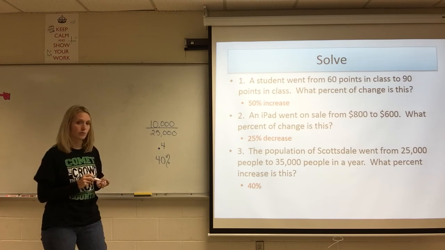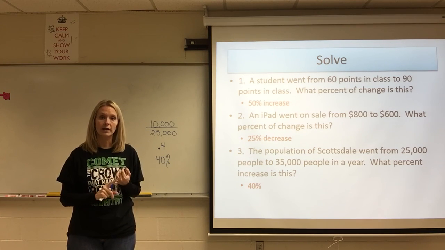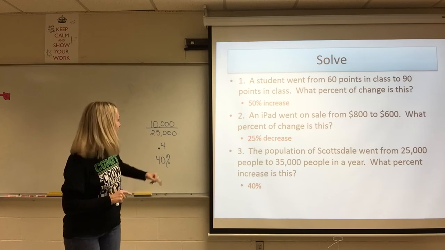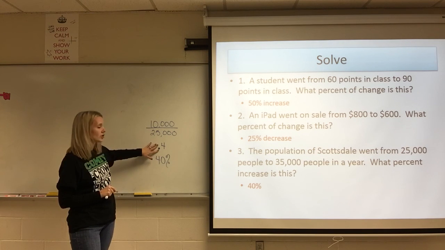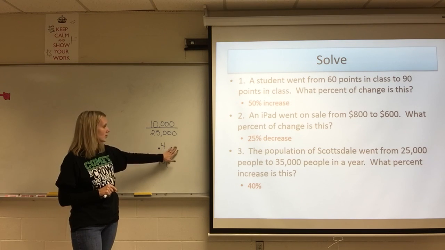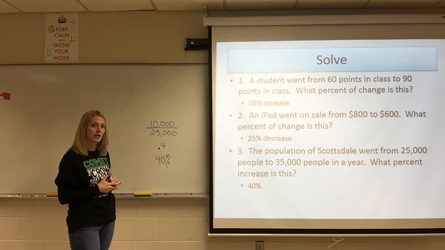which translates to 40%. So there's 3 things you're doing in every problem. One, you're going to subtract. Then you have to figure out what is your original amount and divide by that, which we did right here. And then the third thing is to change your decimal to a percent. Either move your decimal point 2 places to the right to get 40%, or just multiply by 100.